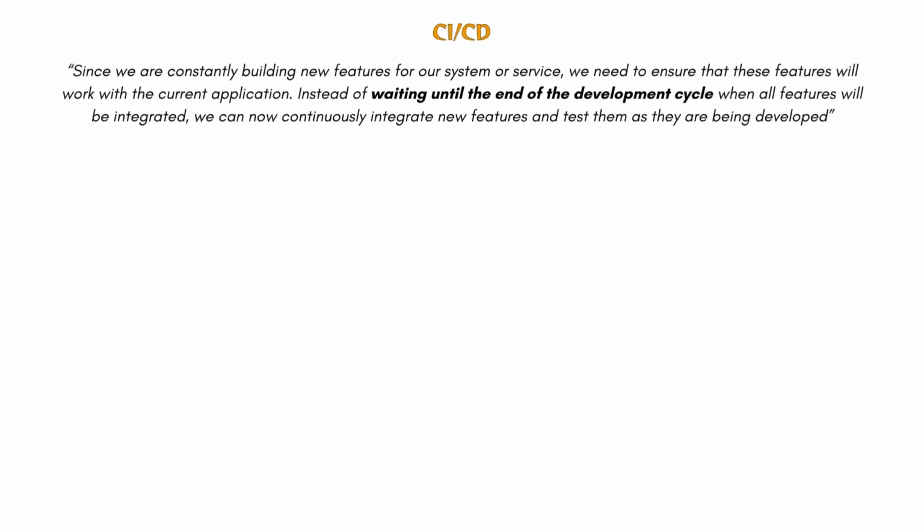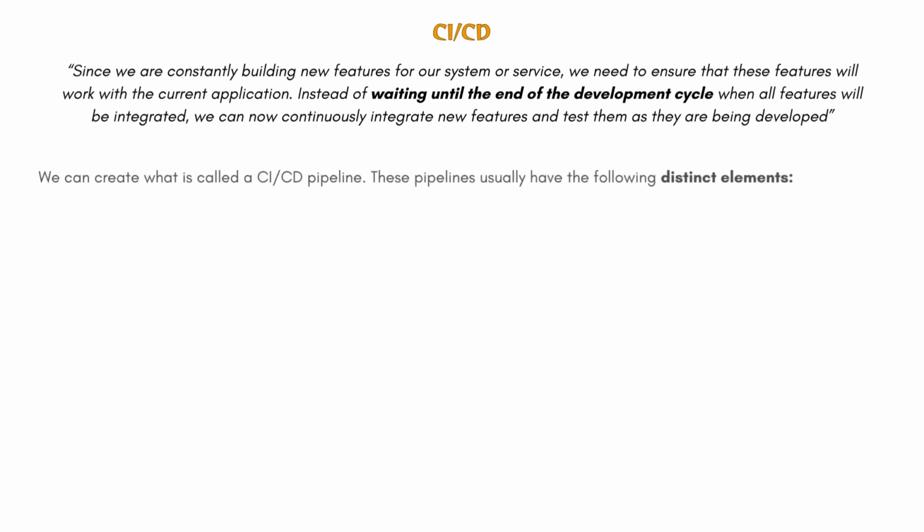Since we are constantly building new features for our system or service, we need to ensure that these features will work with the current application. Instead of waiting until the end of the development cycle when all features will be integrated, we can now continuously integrate new features and test them as they are being developed. We can create what is called a CI/CD pipeline.